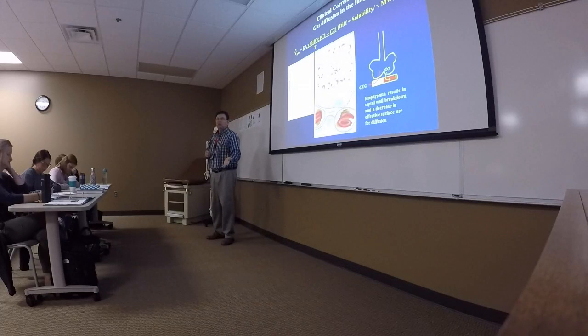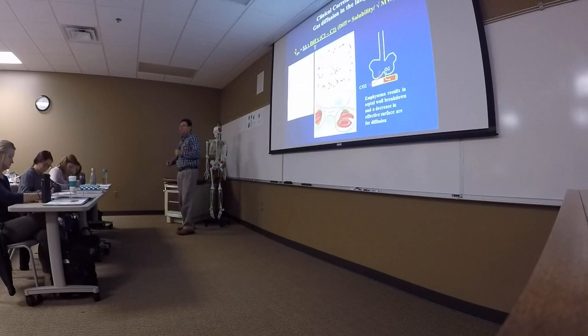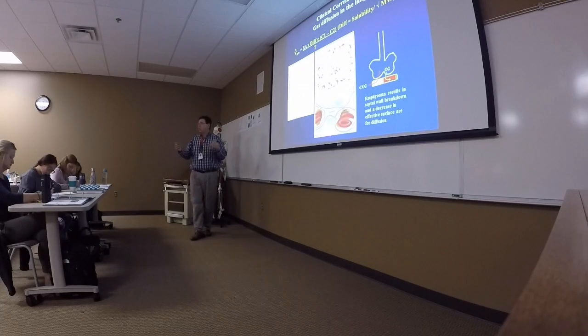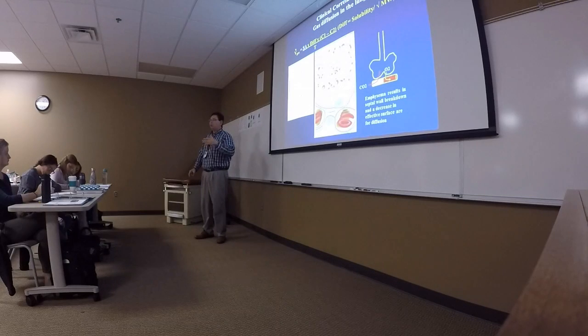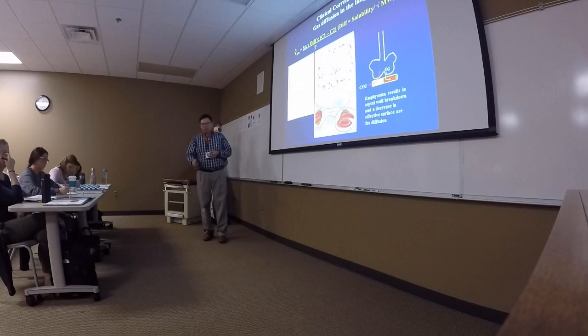It goes down. As surface area goes down, the ability to diffuse that CO2 and oxygen goes down. So do some people with emphysema, as they become more and more progressed in their disease, have diffusion difficulties? Absolutely. So we're going to see all sorts of things feed into this.